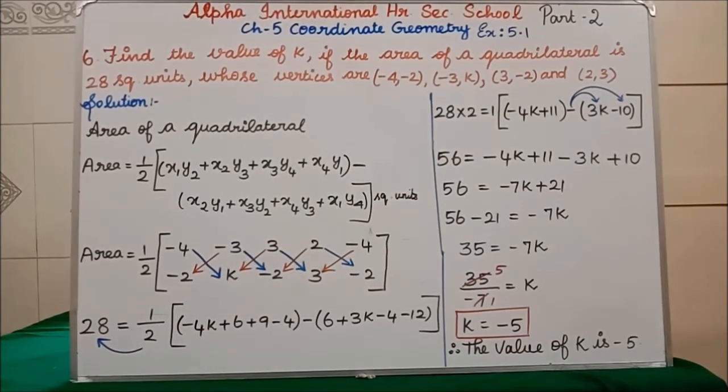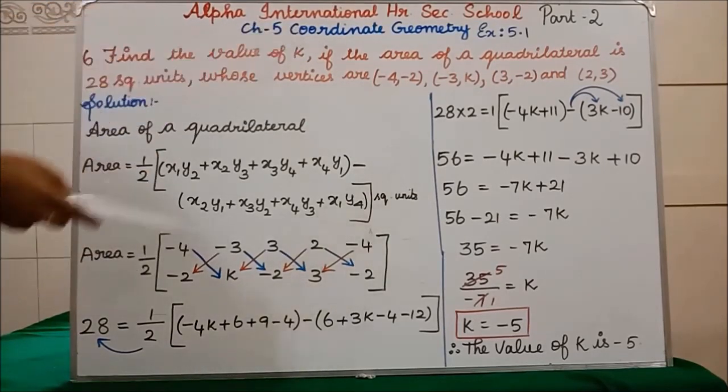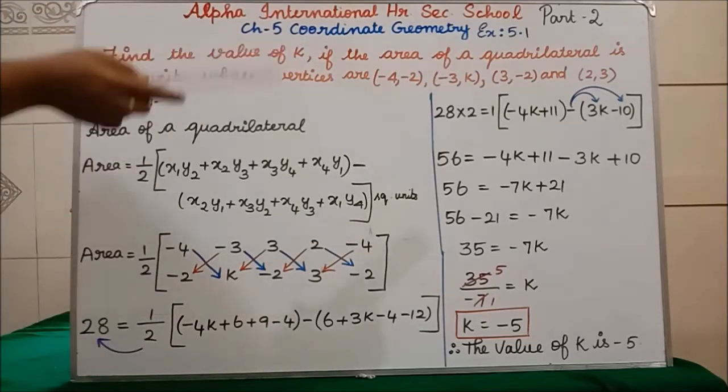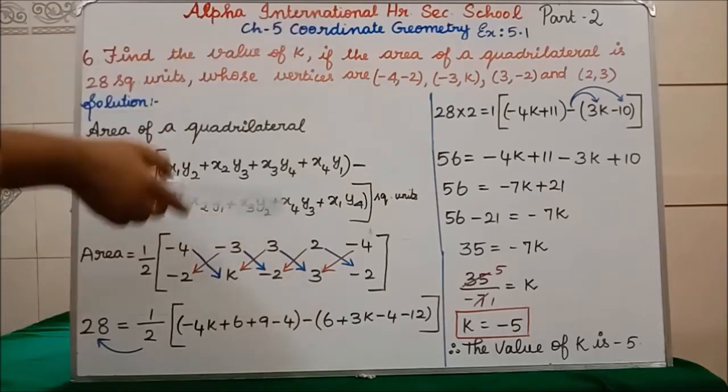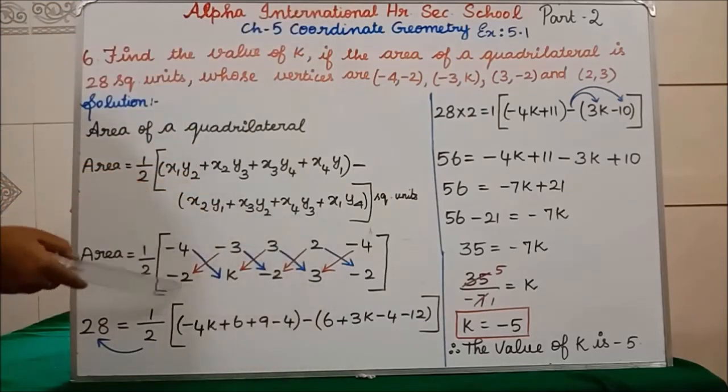Now see here, this is the formula. How are we going to write it? Area equals 1 by 2. The first vertex is (-4, -2), then (-3, k), then (3, -2), then (2, 3), and the first one again we write at the end, (-4, -2). Clear, students, all of you? Now the total area of the quadrilateral given is 28 square units, so I have written 28.